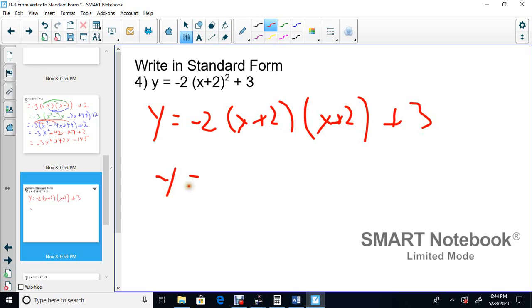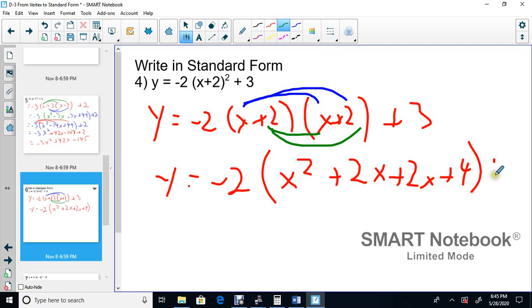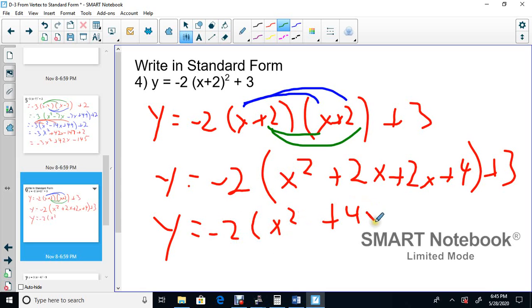Now we multiply out. So we get minus 2, and we're going to multiply this and that. So you get, with a bracket here, x squared plus 2x. And now we're going to multiply this one and this one. So we get plus 2x plus 4 plus 3. Now in the next step, I'm going to collect these two middle terms. So I get y equals negative 2x squared plus 4x plus 4 plus 3.